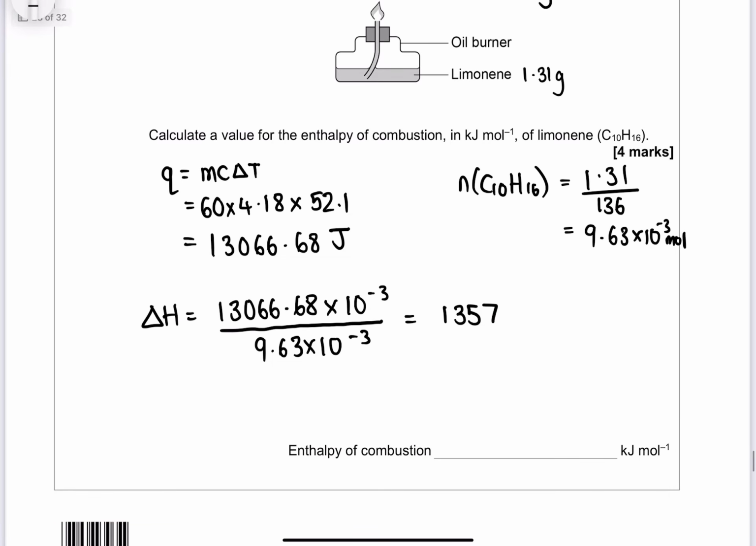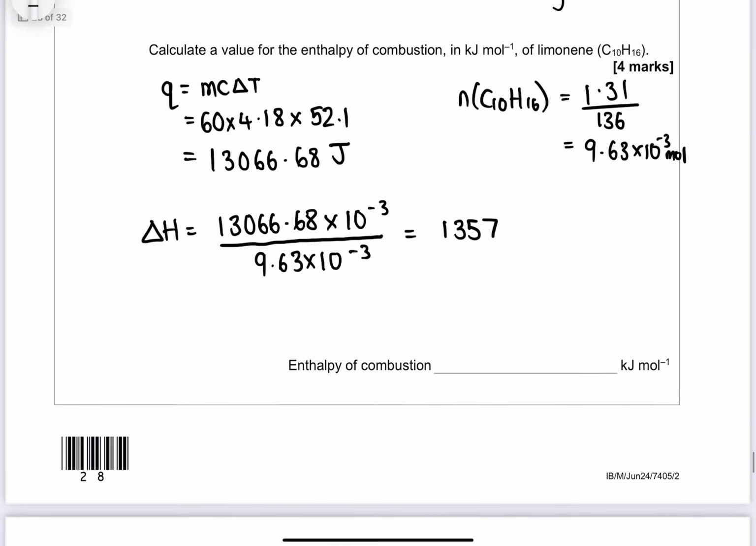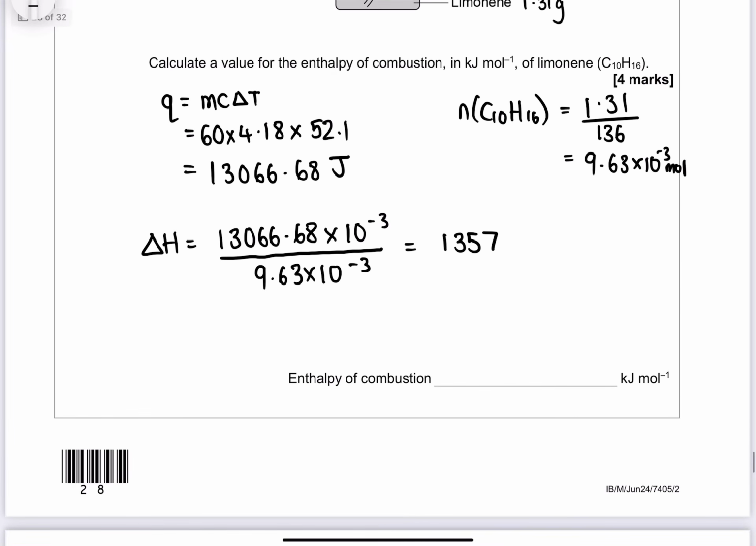But remember that this needs to be a negative number, and I'm going to round it up to 3 significant figures because it was an experiment. So I'm going to put a minus in, and I'm going to round to the nearest 10, 3 significant figures.